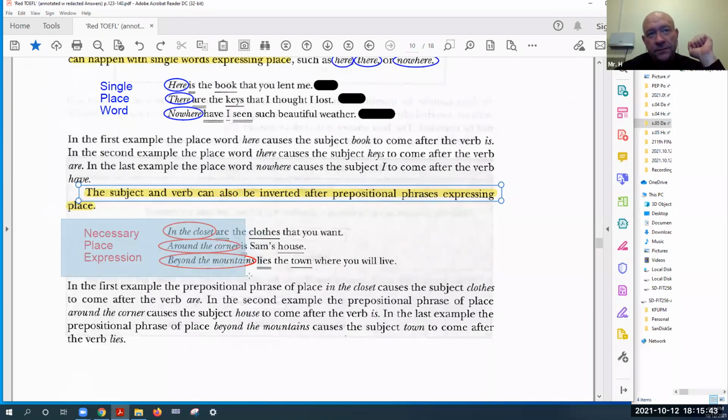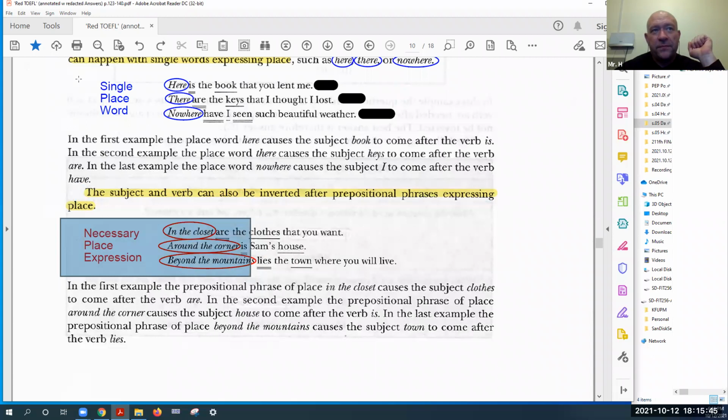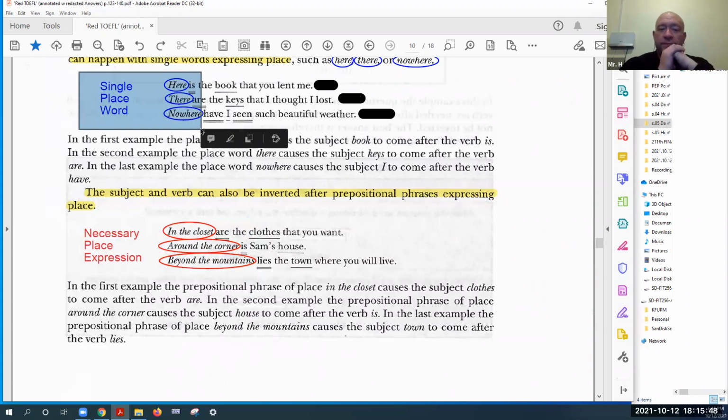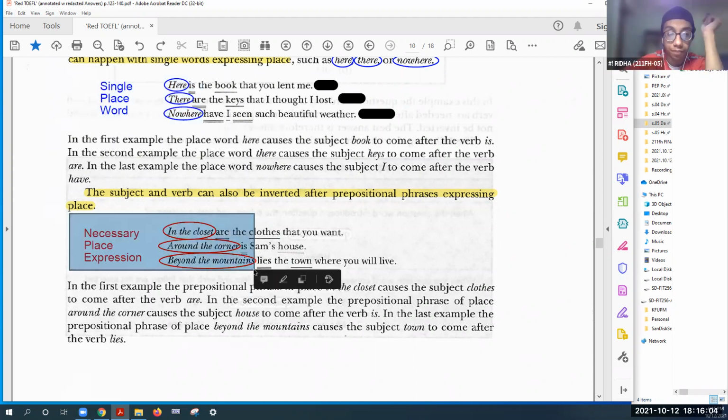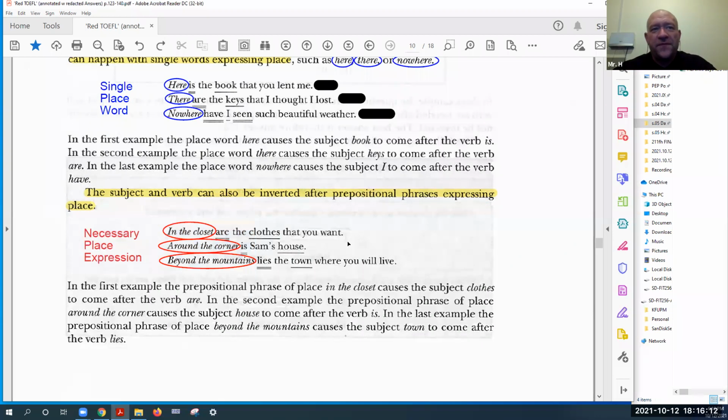Okay. So how are these different from these? The blue one is only a single word. That's right. The blue one is just a single word, single place word. And the red one here, what do we have? A clause. Not a clause, a prepositional phrase. That's right. Prepositional phrase.